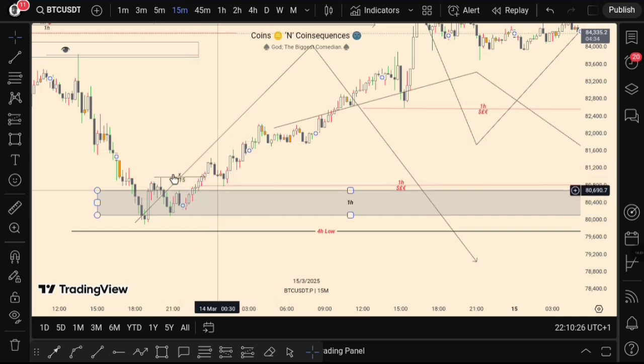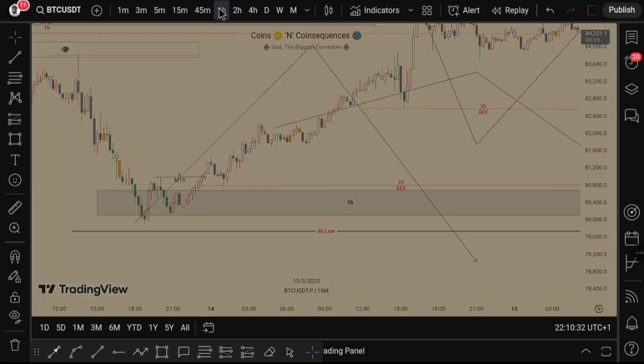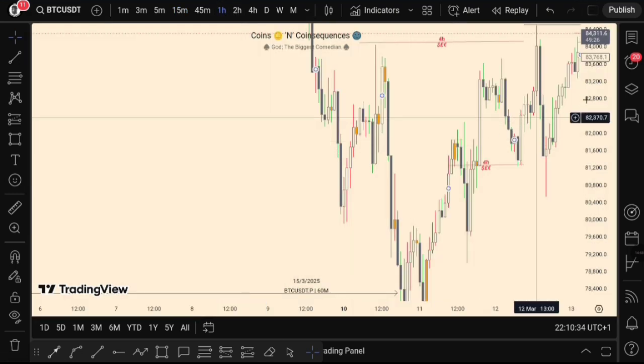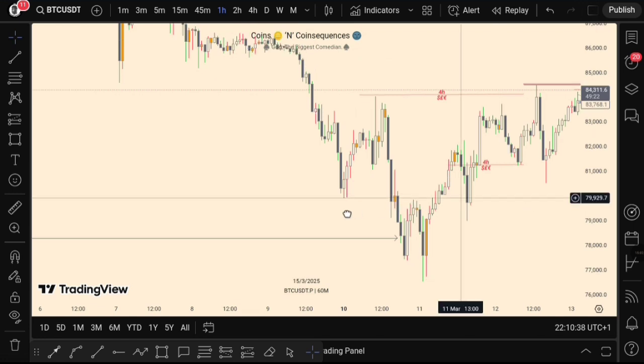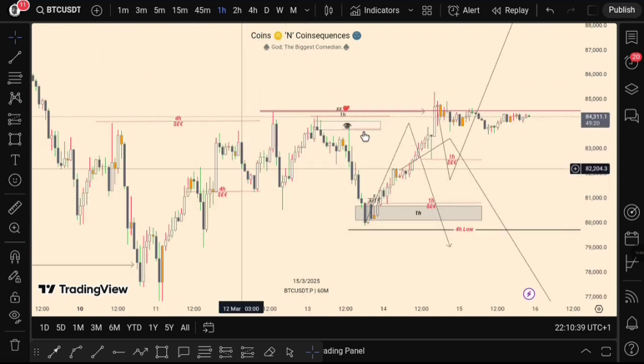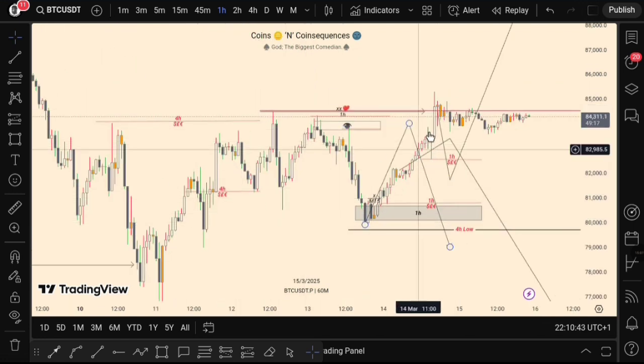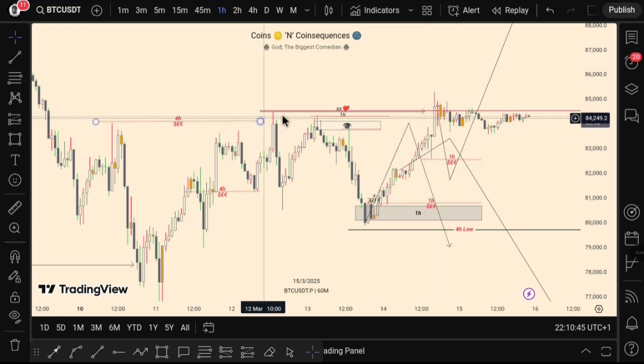As you can see, on this 15 minutes, we have a 15-minute structure to the upside and a 1-hour structure to the downside, which we realize that the 1-hour zone or the key zones on a 1-hour time frame are already mitigated. So which means this 15-minute structure to the upside is definitely going to cancel this 1-hour high. It's as simple as that.